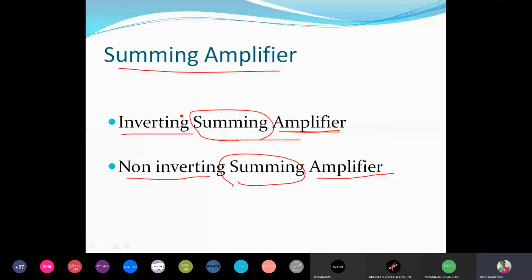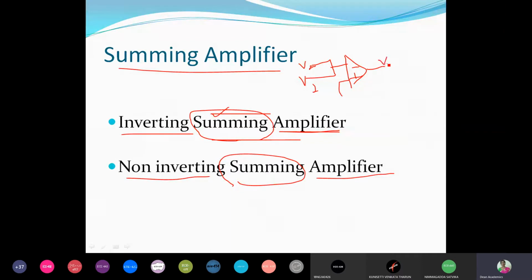What is this? It is basically an inverting amplifier, but it is performing some addition or summing operation. That means this is an inverting amplifier. Therefore, the non-inverting input terminal is grounded. And then at the inverting input terminal, you want to add two voltage sources, maybe V1 and V2, otherwise V3. N number of voltages you can add. All these input voltages are connected to the inverting input terminal.